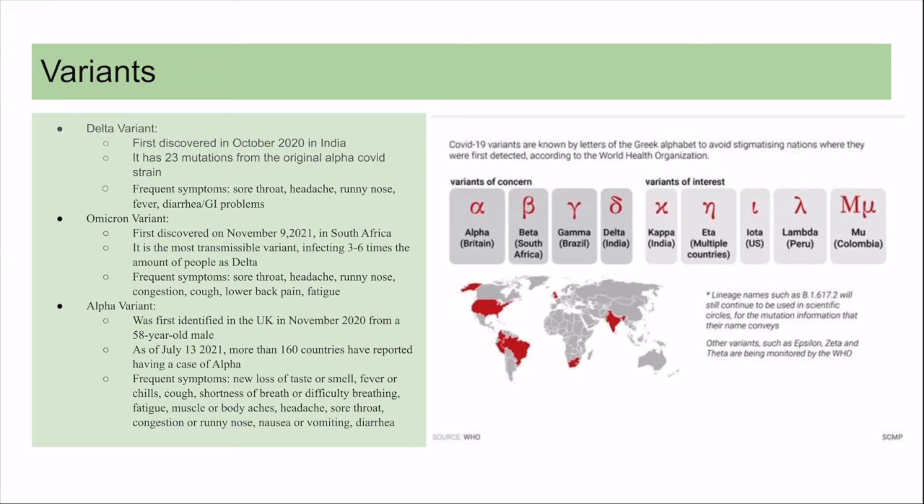And then we have the Alpha variant, which was first identified in the United Kingdom in November of 2020. And as of July 13th, 2021, more than 160 countries have reported having an alpha case. And then on the right, we have a map of where all the different variants come from. And as we see, the World Health Organization did not want to single out any countries, and that's why the variants aren't named after the countries in general, and that's why they're named after the Greek alphabet.